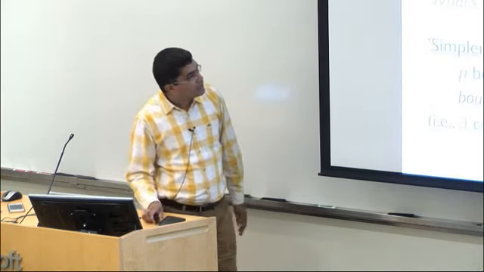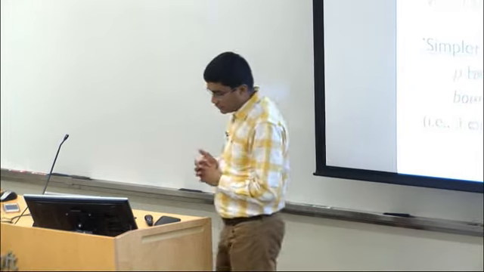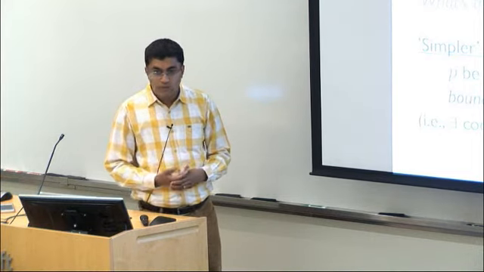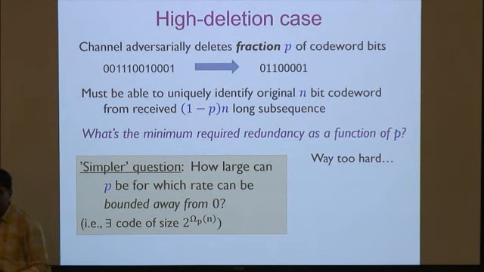Hopeless, at least currently. So let's make a simpler question. Can you at least tell me what is the largest p for which I can have a non-trivial code? And what's a non-trivial code? A code for which the rate is bounded away from 0. Equivalently, the code has size at least exponential in n, so that my redundancy is bounded away from 1 and the rate is bounded away from 0.